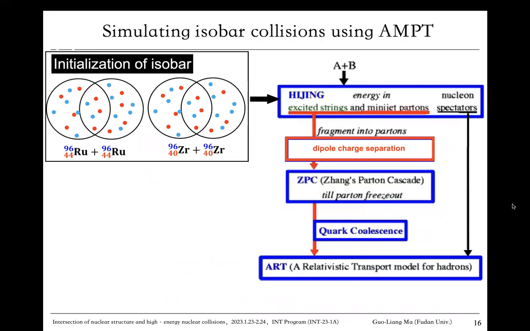So this is the final state effect on the CME signals. Next I will use the MPD model with the CME signal to study the isobar collisions. To study the isobar collisions, we have to take care of two things. The first one is how to initialize the isobar nucleus.